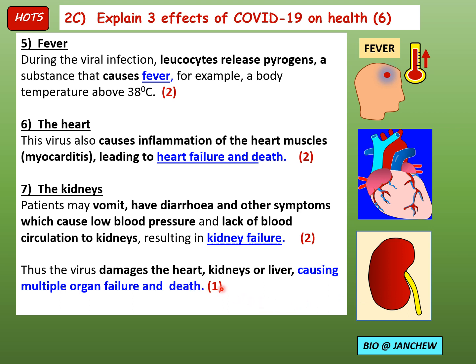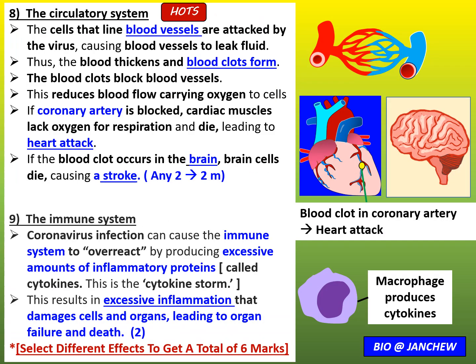Thus, the virus damages many organs or systems in the body, such as the heart, the kidneys, the liver, and it can cause multiple organ failure and death. So death is also an effect of the disease, COVID-19 disease. Two more effects are stated here.